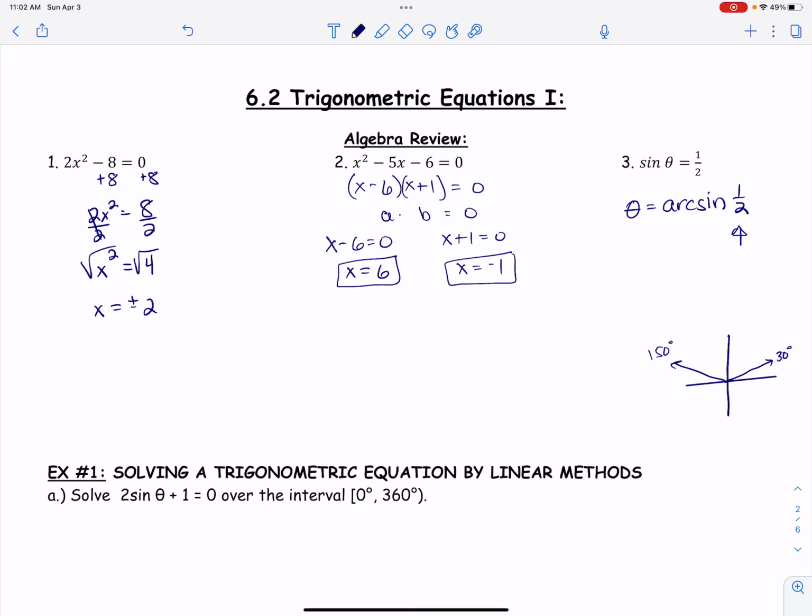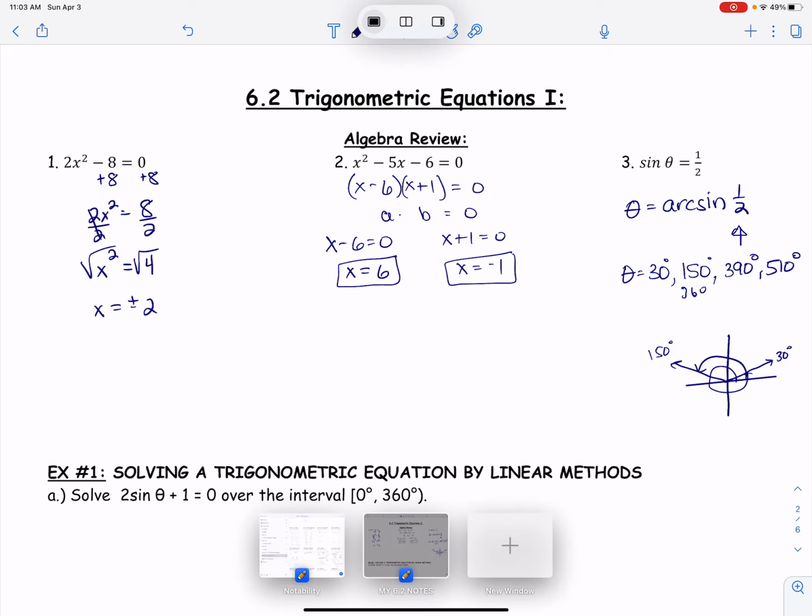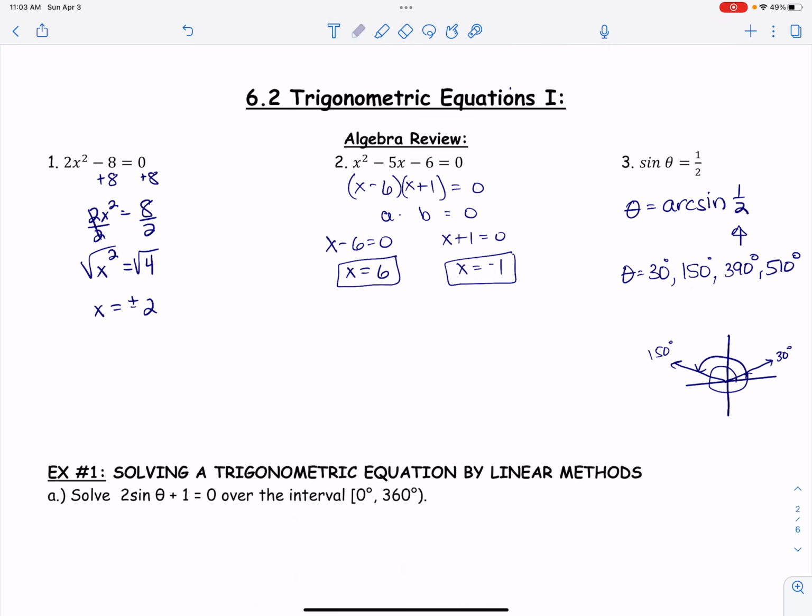But every time I go around again, possible answers for theta would be 30 degrees, 150 degrees. And of course I could answer in radians as well. Going back around again, 360 plus 30 would be 390 degrees. And if I go all the way back over to 150, 150 plus 360. Is that 510? Yeah, 510. And I could keep going indefinitely, continuing to add 360 every time.